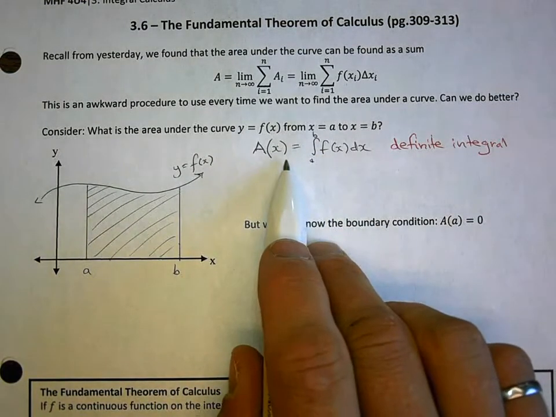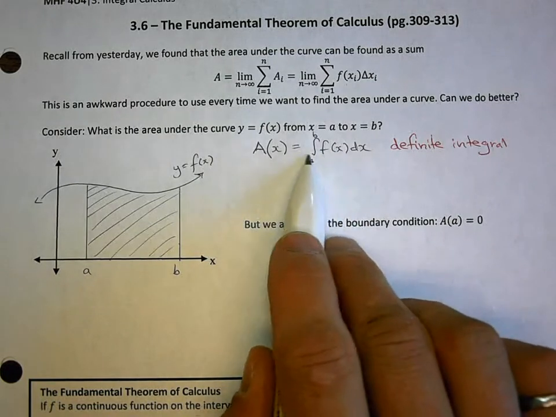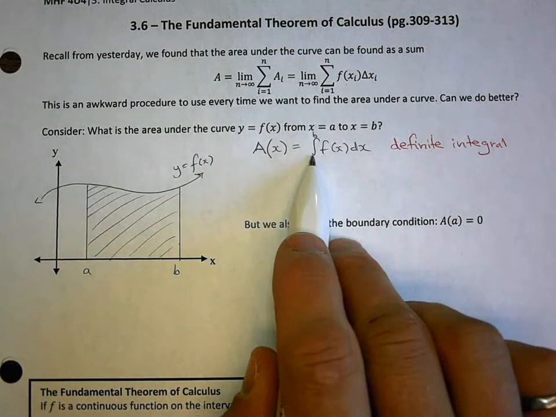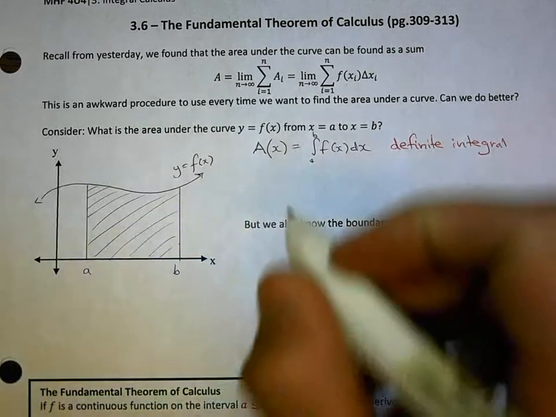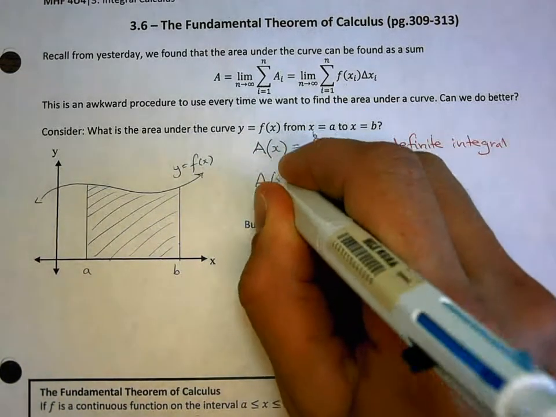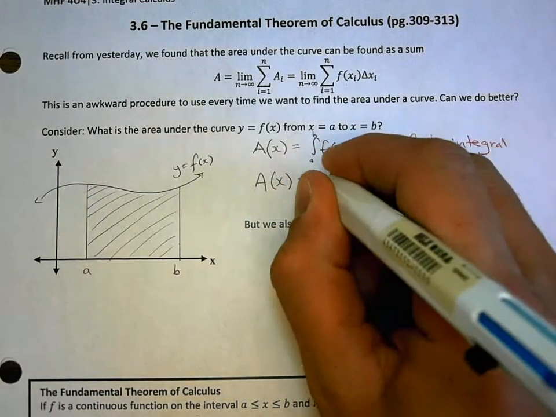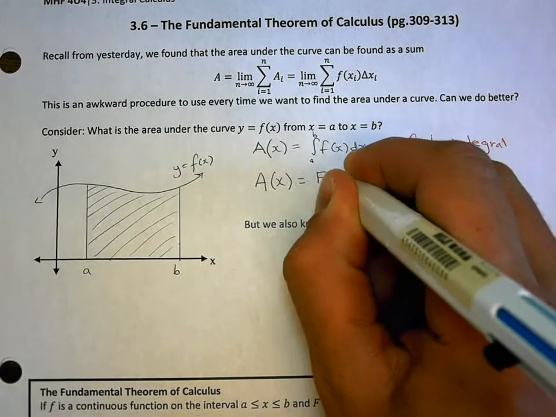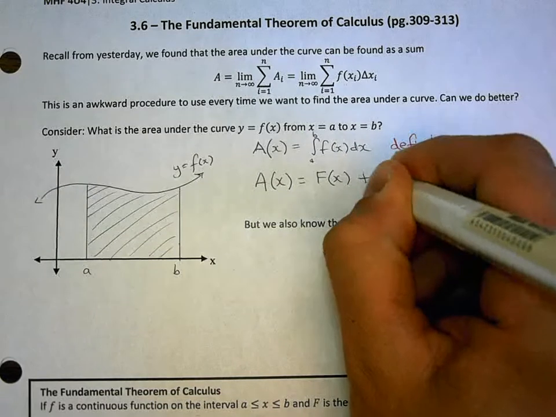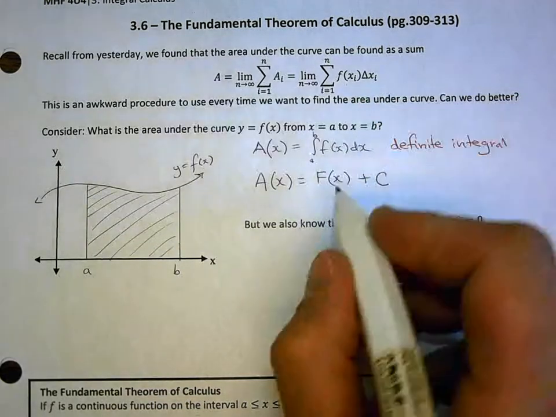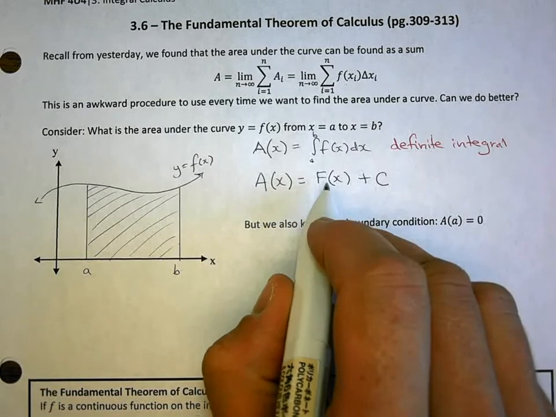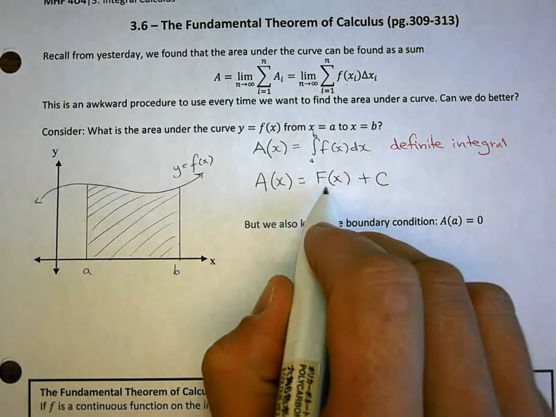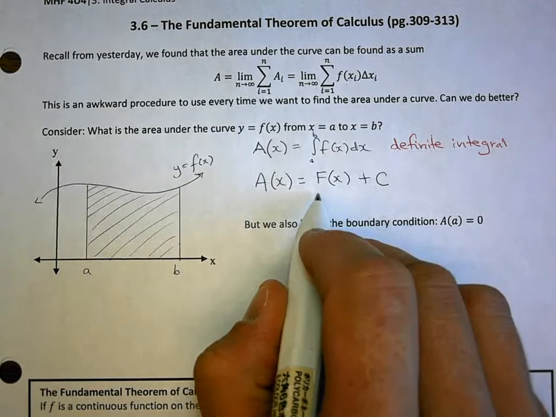Now, think about what the integral sign is saying. It's saying take the antiderivative of this. So I'm going to rewrite this as A at x is equal to the antiderivative at x plus c. Remember, we sort of introduced this on the first day. We're just going to call the antiderivative big F. So this is the function, this is its antiderivative.